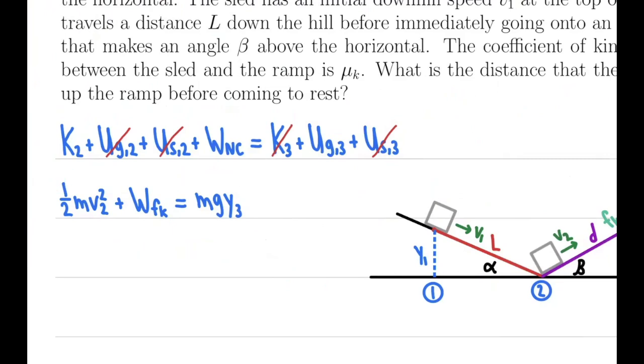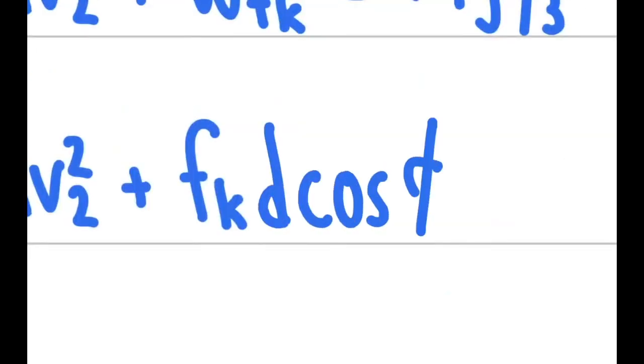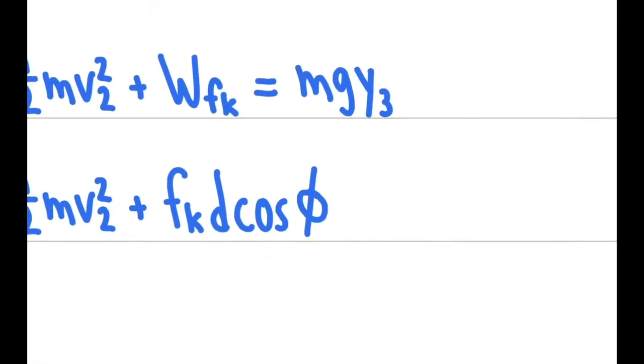We're trying to find d, but there is no d in this equation. So we have to rewrite some of these variables. Let's start with the work done by friction. Remember, the work done by friction is Fs cosine phi. So F, the force, is F sub k. S is d in this case, the magnitude of the displacement, so d, and then cosine phi. All right, and then we have mgy3.